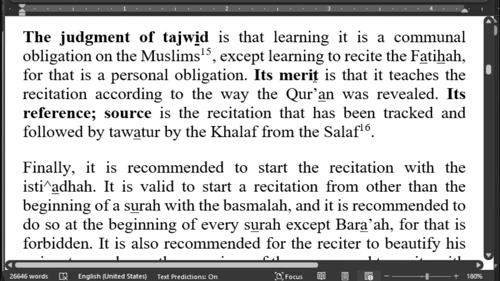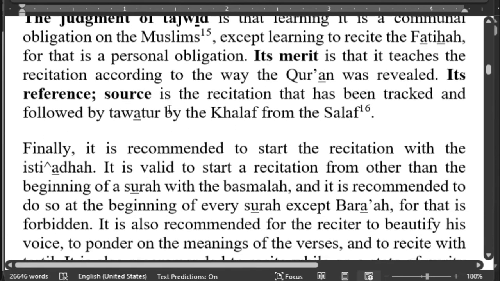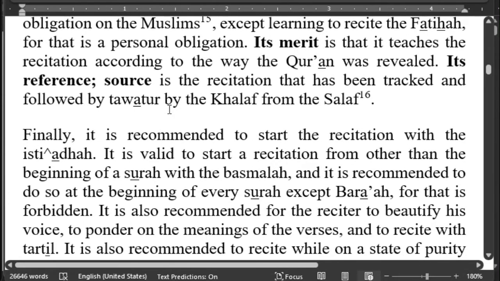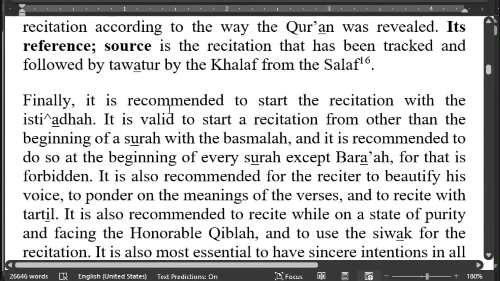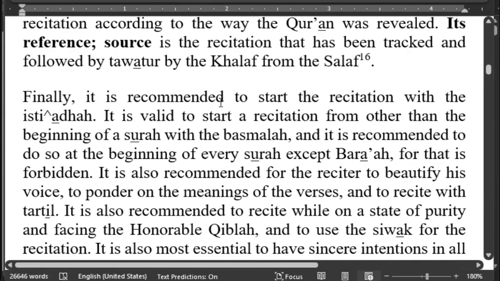Its merit, the merit of Tajweed, is that it teaches the recitation according to the way the Quran was revealed. Its reference or source is the recitation that has been tracked and followed by tawatur of the Khalaf from the Salaf.